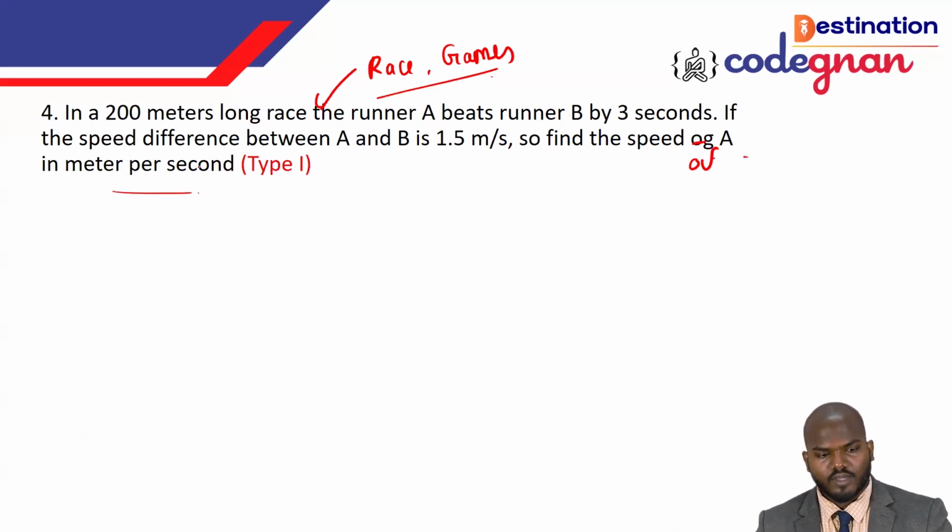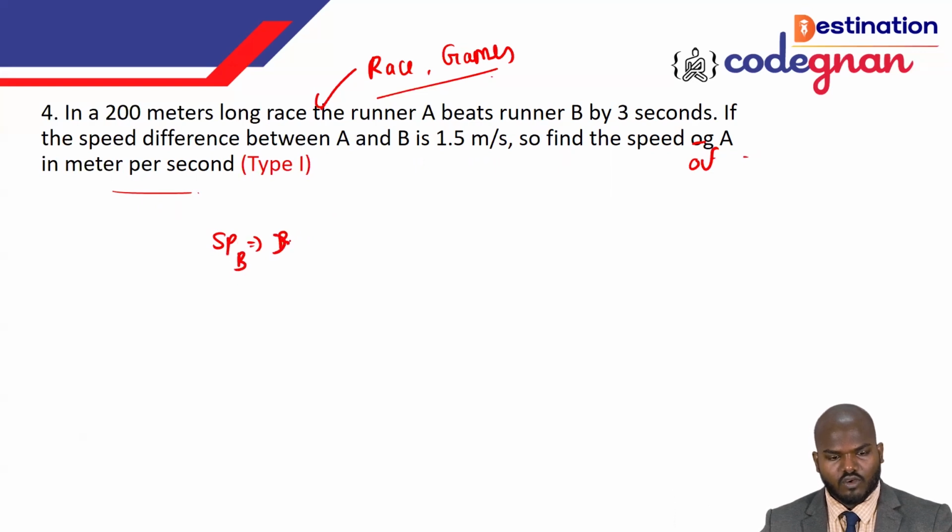So what is the speed of B? Okay, you see this one: in a 200-meter long race, runner A beats runner B by 3 seconds. That's the only thing. They are asking for the speed of A. Then you need to take it up. So the speed of B is equal to X. Okay, the speed of B, I can call it X.